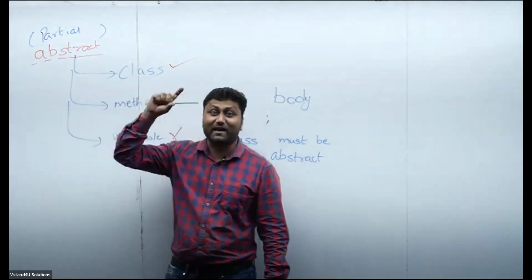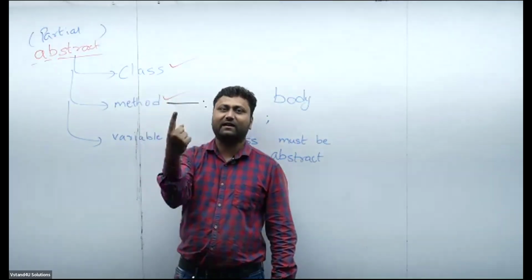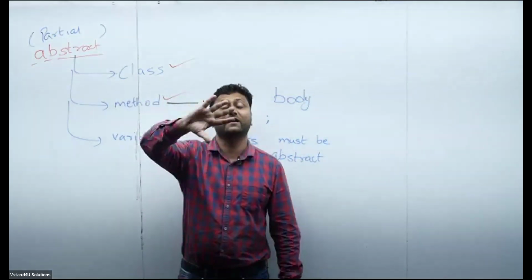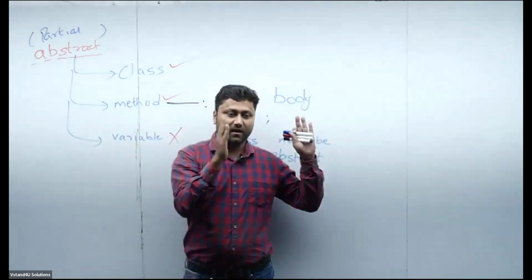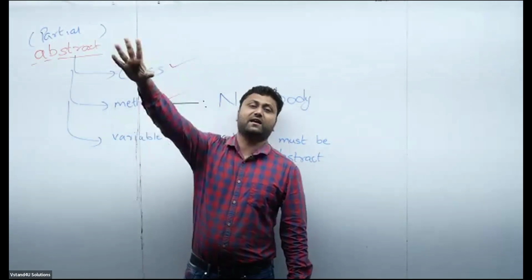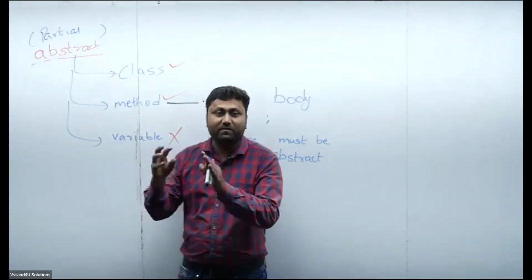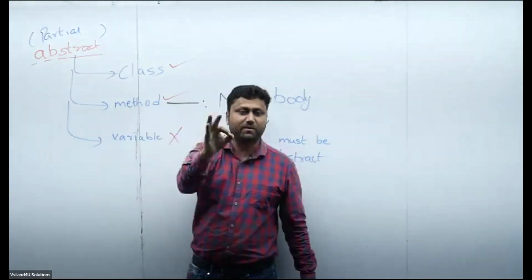If a class is marked as abstract, at least one method should be abstract. I'll rephrase once again. Listen to the entire sentence. If a method is marked as abstract, then it must be inside an abstract class. If one method is marked as abstract, which does not have a body, then it should be inside a class which must be marked as abstract.